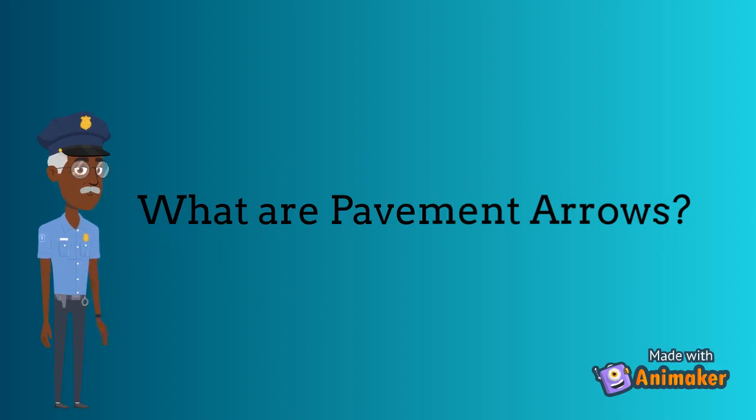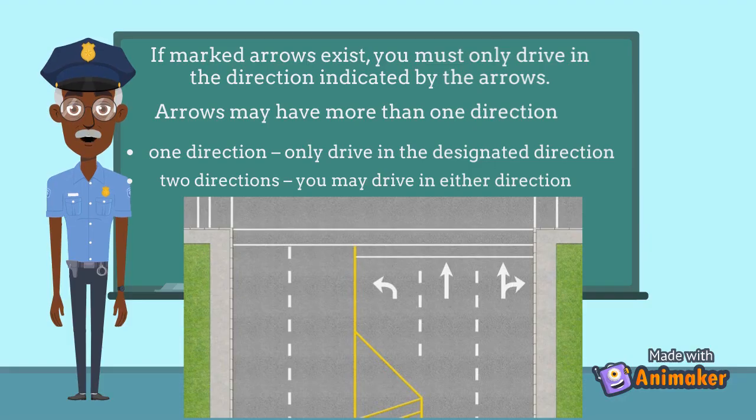If marked arrows exist, you must only drive in the direction indicated by the arrows. Arrows may have more than one direction. One direction, only drive in the designated direction. 2 directions, you may drive in either direction.